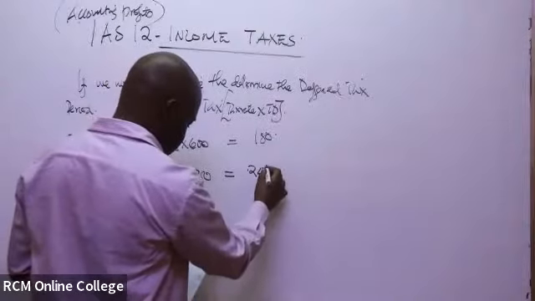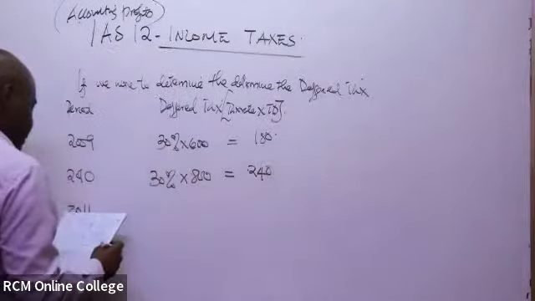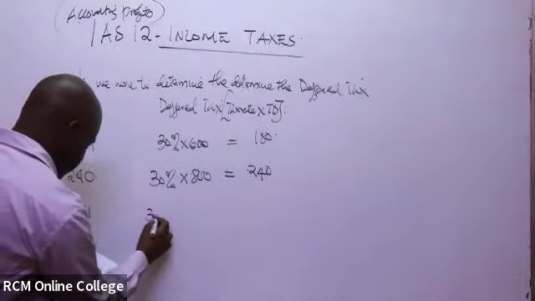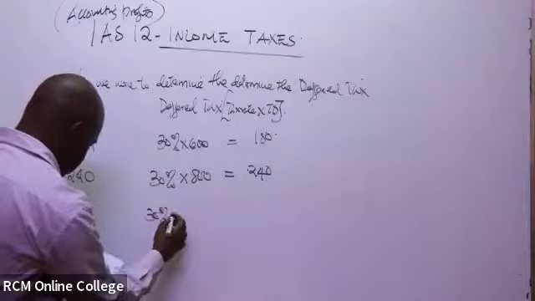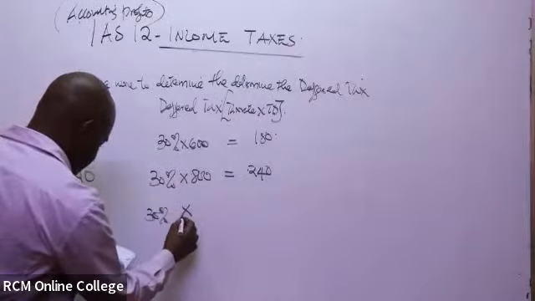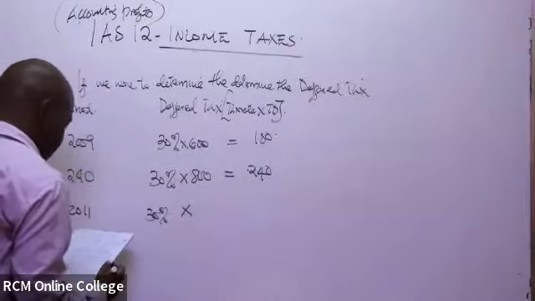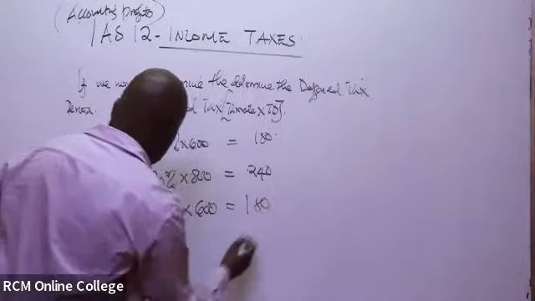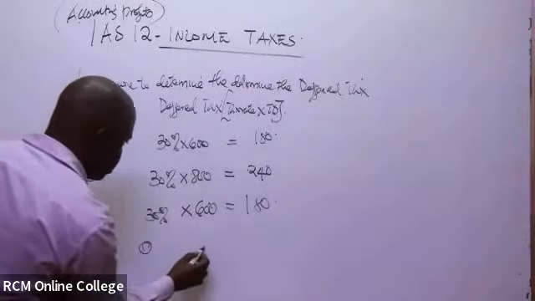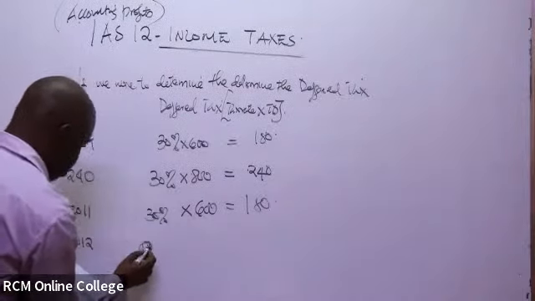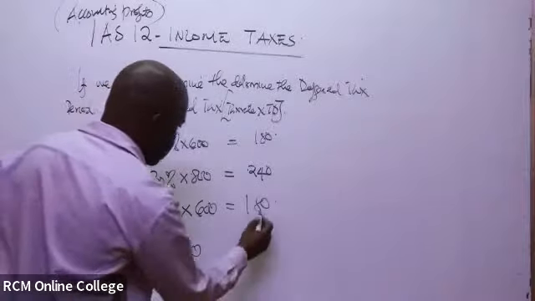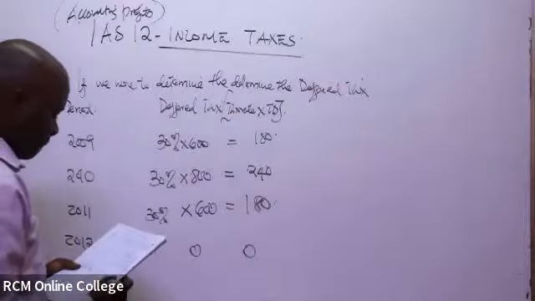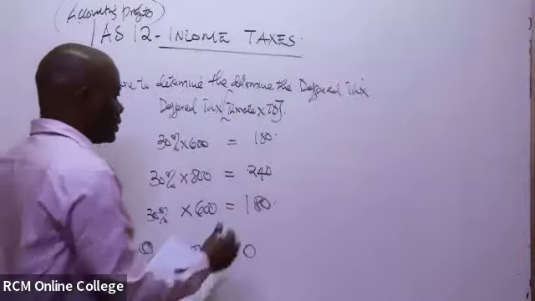I think 240. Yeah, is it 240 years? Then in this case, the 2011 will likely be 30% multiplied by 600. It will be 600 equals 180. This one was actually 0, 0, 0, 0. So 0. There was no temporary difference there.